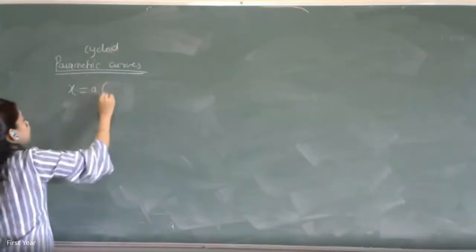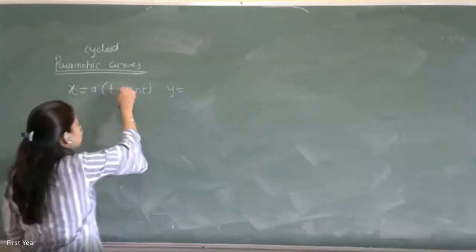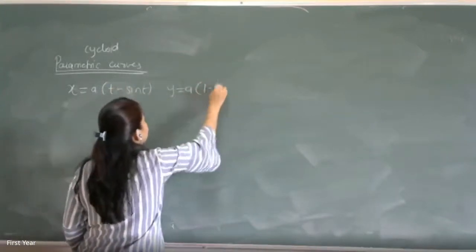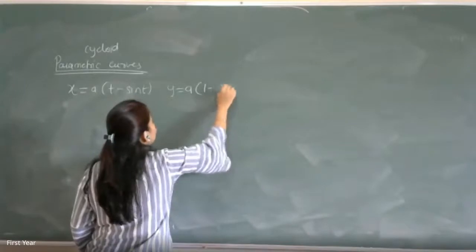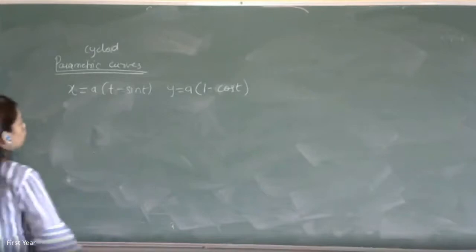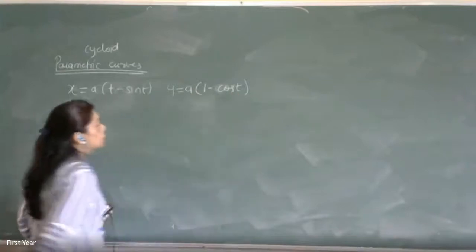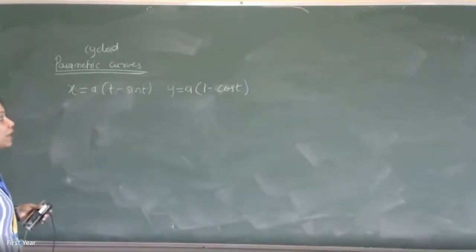X is equal to a into (t minus sin t), and y is equal to a into (1 minus cos t). Actually, there are 4 cycloids. X is equal to a into (t minus sin t), y is equal to a into (1 minus cos t). These are the equations of x and y in terms of t.